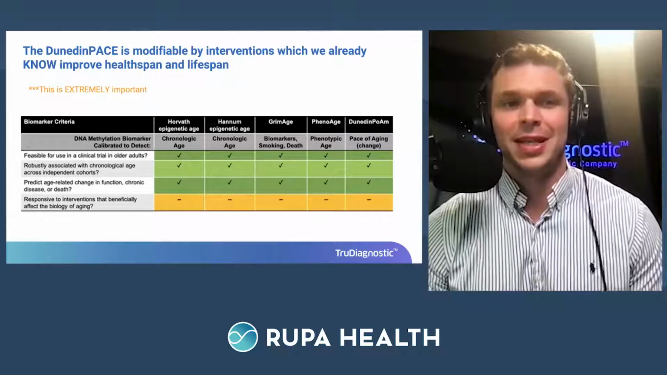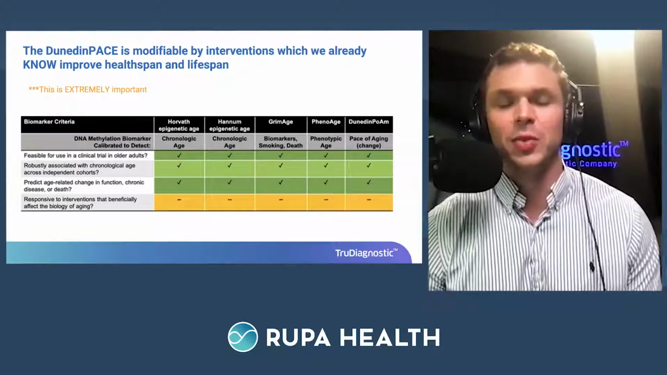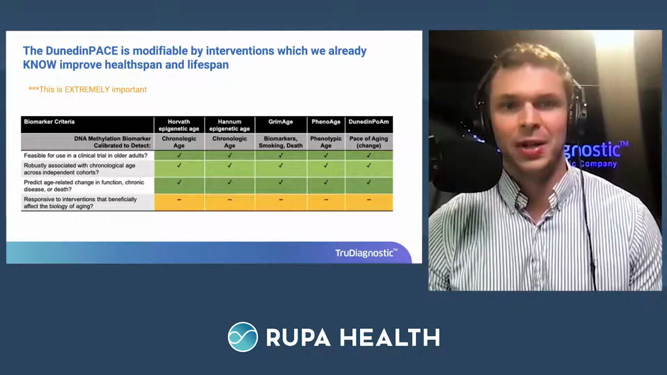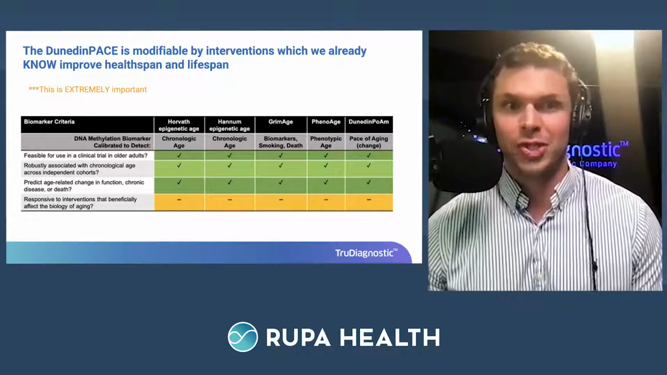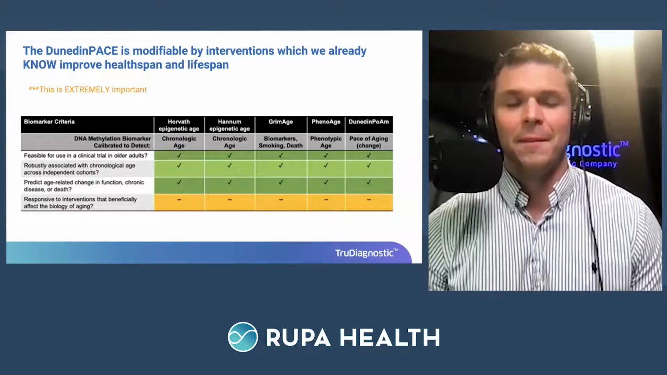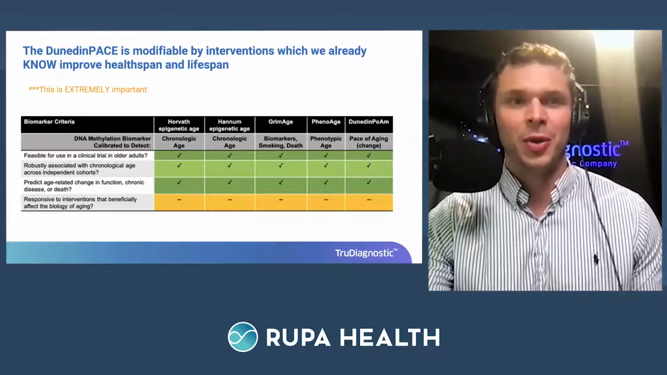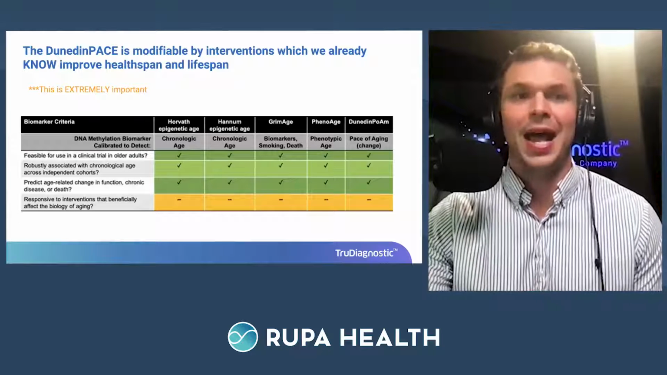And the reason was that no data has been shown that these are responsive to interventions we already know beneficially affect biology. So, for instance, things like caloric restriction, which has been validated in multiple animal species, and definitely in humans as well. And so, in 2020, this had not occurred, but that has occurred now.